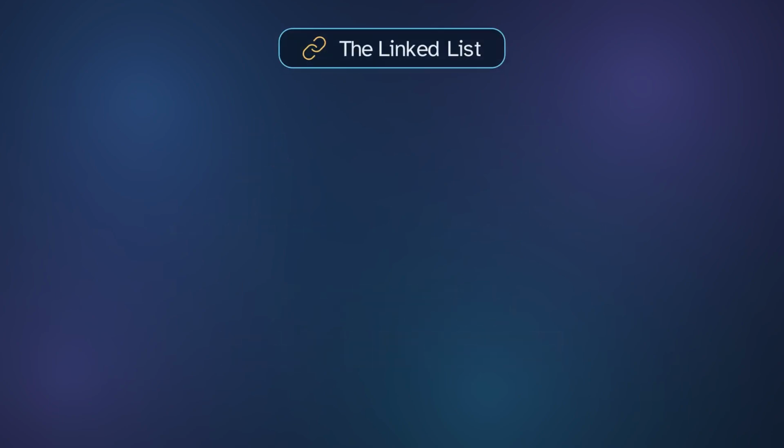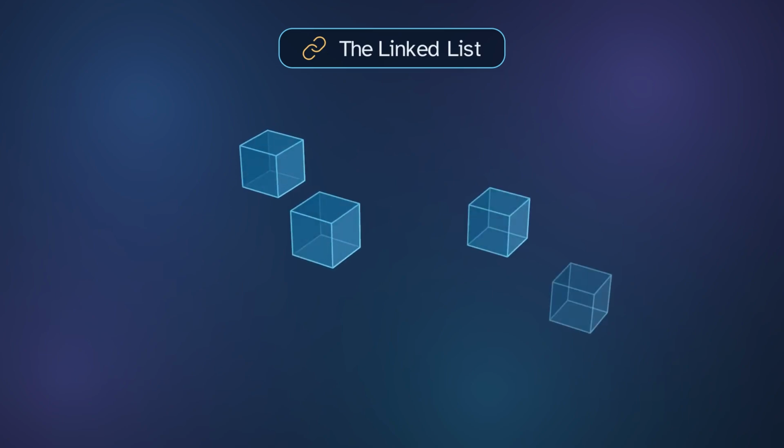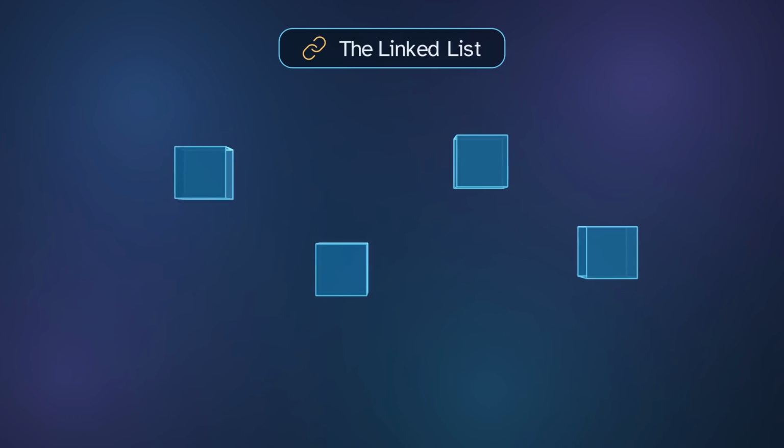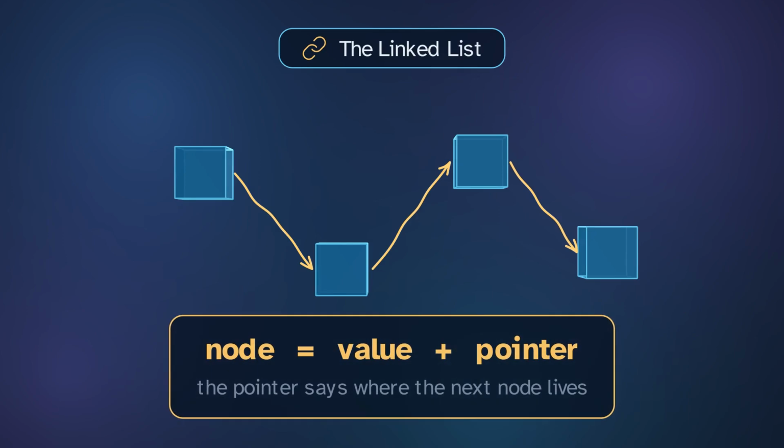Here is a completely different way to arrange the same values. It is called a linked list. In a linked list, the values do not sit next to each other at all. They can be scattered anywhere in memory. Each value is wrapped in a little package called a node. And a node holds 2 things. It holds the value itself, and it holds the address of the next node. That second part is called a pointer because it points at where to go next.